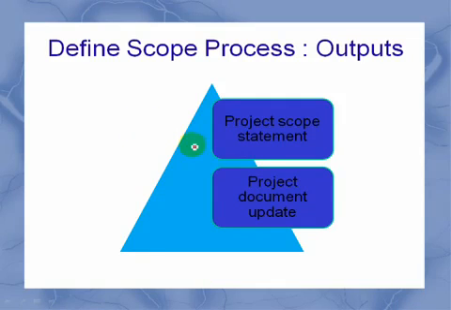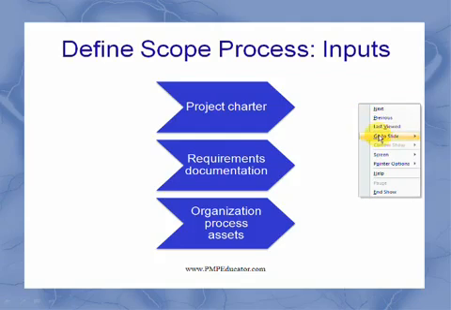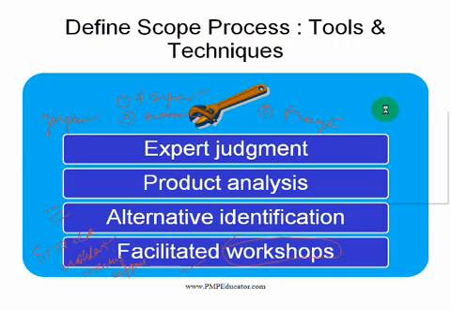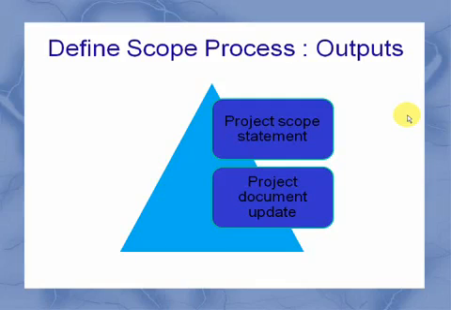And finally, these are the outputs which I will go through in detail in the next videos. The project scope statement is the document which is the output of this process, and it is the most important document going forward. And then we also have the project document updates, which we will also go through in detail in the next video.